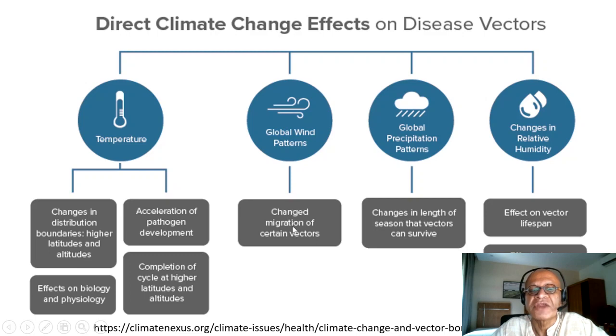Wind patterns change migration of certain vectors. Birds which carry West Nile, for example, the pathogen can hitch a ride to very long distances based on their migration patterns, which can be affected by wind patterns. Precipitation patterns, of course, affect the changes in length of seasons that vectors can survive, plus droughts and floods, as we saw specifically, can also affect the interactions between humans and rodents, humans and birds, humans and pathogens, and so on.